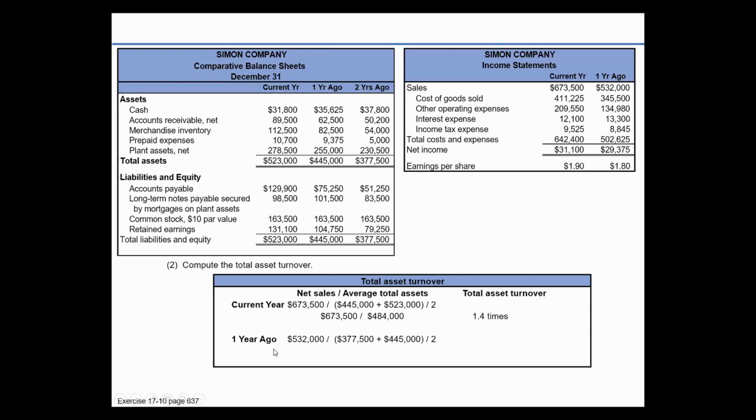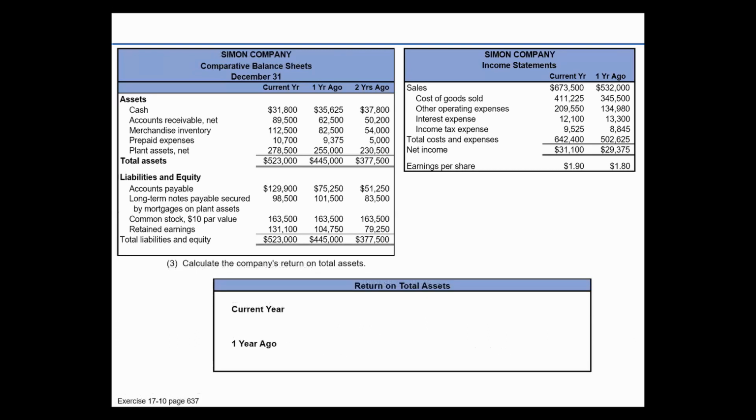And then we can do the same thing for a year ago. Our net sales are 532,000 from a year ago. And for total assets, we take 2 years ago and a year ago, add those up, and divide by 2. We come out with 411,250. So we take 532,000 divided by 411,250 and come out with 1.3 times. And then the return on total assets is going to be our net income divided by the average total assets.